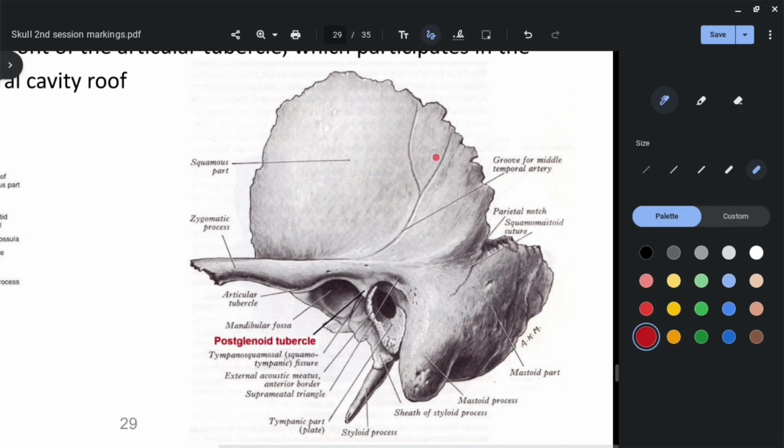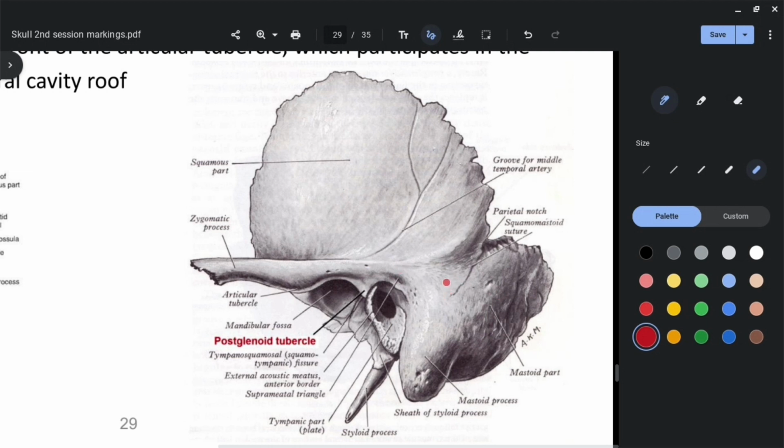These are for the middle temporal artery, and this is the mastoid part. Squamous part and mastoid part together start forming this zygomatic process. This is the zygomatic process, then it attaches to the zygomatic, like it forms the zygomatic bone. So we will begin with this mastoid part.